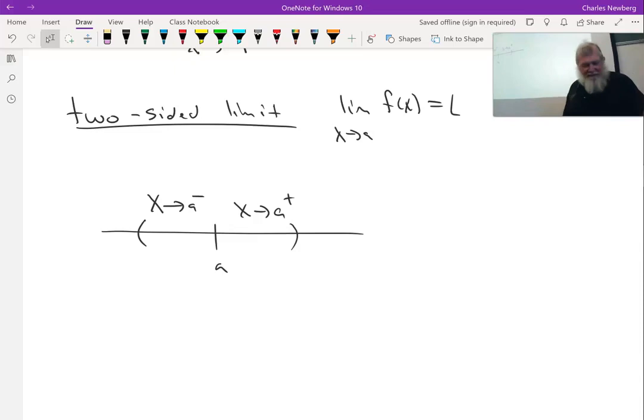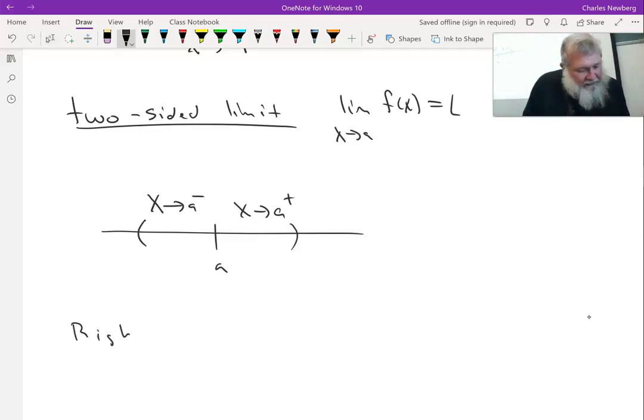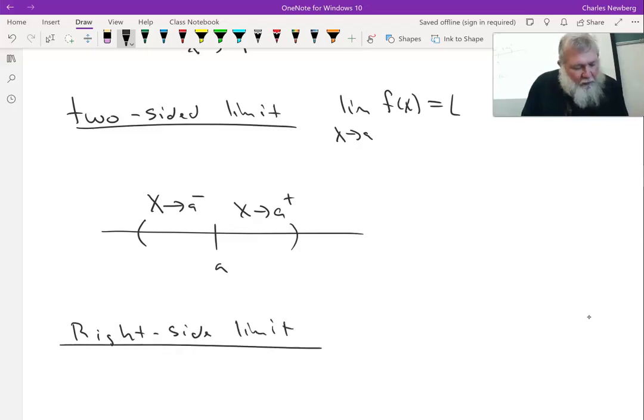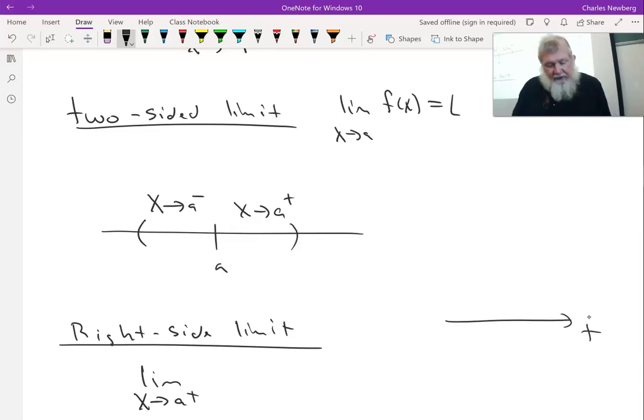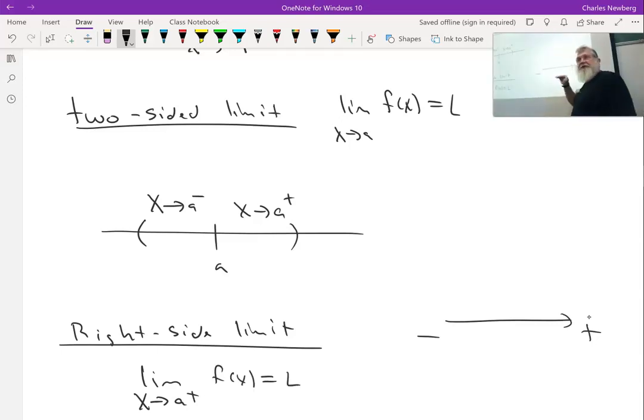Okay, so all right, let's put this up here. So we have a right-side limit. So these are one-sided limits. And what does a right-sided limit mean? It means the limit as x approaches a from the right side. And remember, the right side on a number line, here's the positives, here's the negatives. That's why we use those two notations. And the limit of f of x equals L. Well, this means you only have to get arbitrarily close to that L from the right side only.